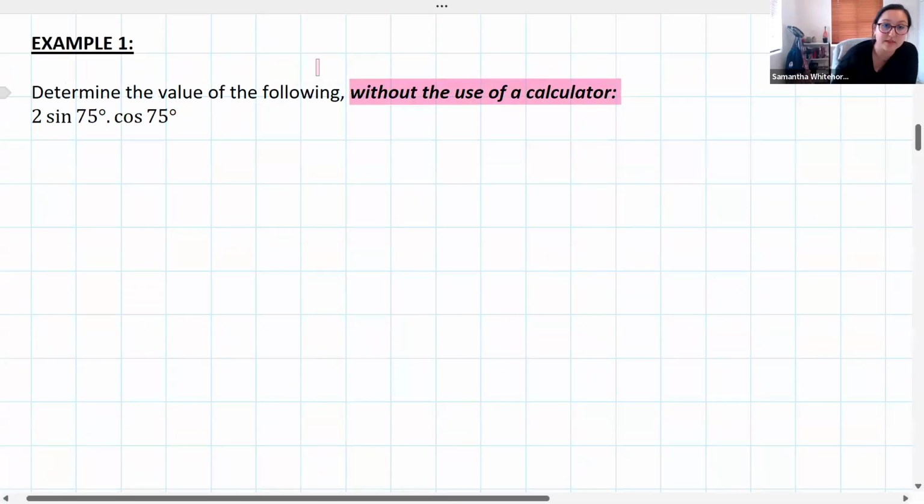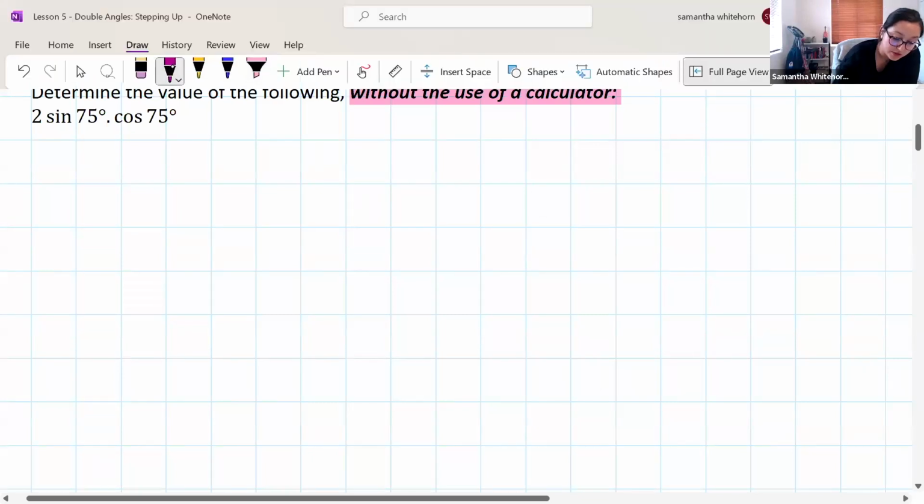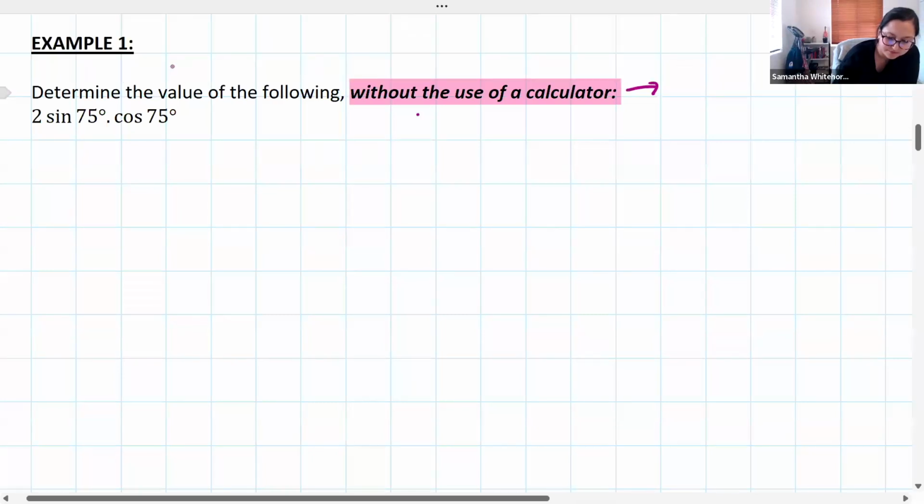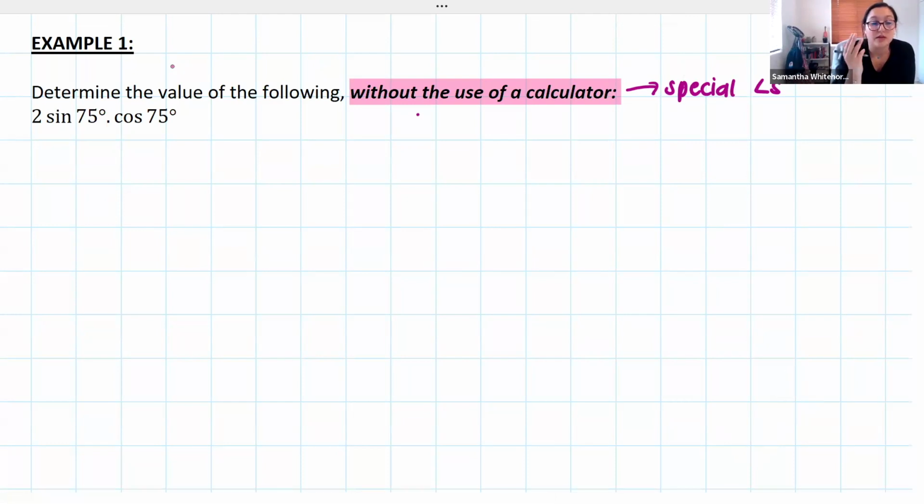Whenever we see that, we should be thinking special angles. Now, there are a few special angles that you need to know. It's your 30, 60, 45. It's also your axes on your Cartesian plane, so 0, 90, 270, 180, 360. Those are essentially the special angles that you need to know. The triangles that we've drawn are for 30, 60, and 45.